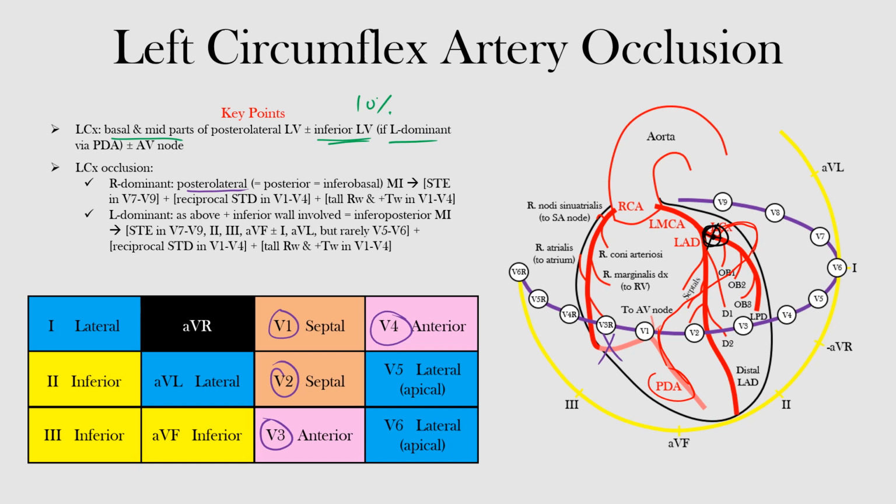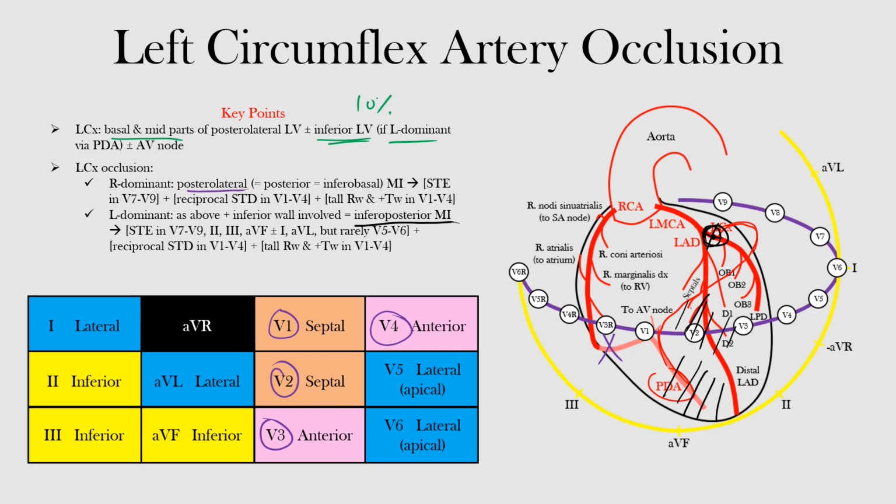This occlusion here is now affecting the inferior portion of the wall, as well as that back portion, that posterior portion of the left ventricle. So we have a posterolateral MI as well as this inferior involvement, which we call an infraposterior MI.